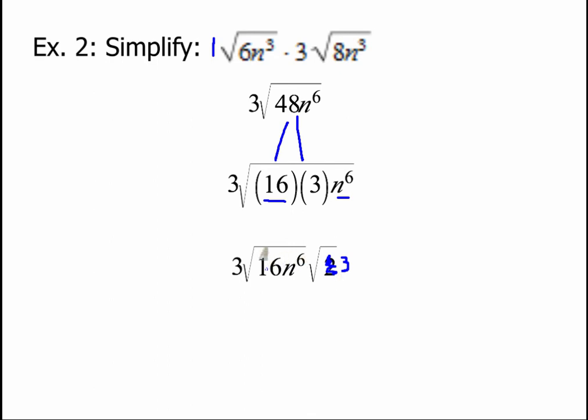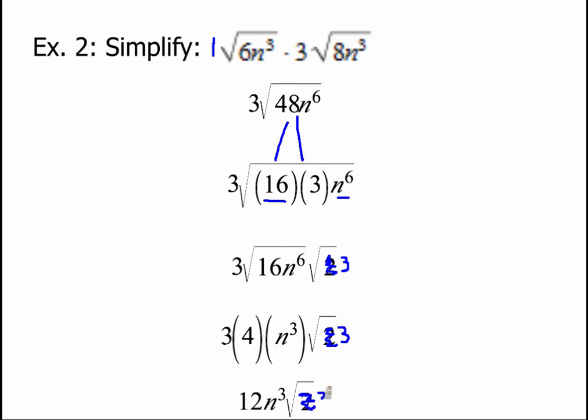If I work this out now, the square root of 16 is 4, and the square root of n to the sixth is n cubed, since 6 divided by 2 is 3. There should still be a 3 under the radical. Now 3 times 4 is 12. So my final answer is 12n to the third power times the square root of 3.